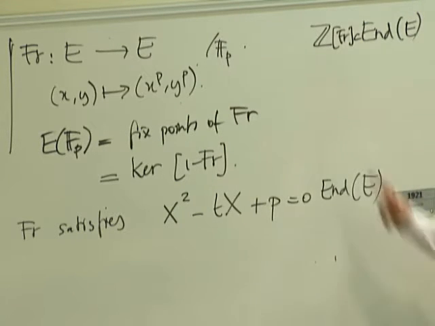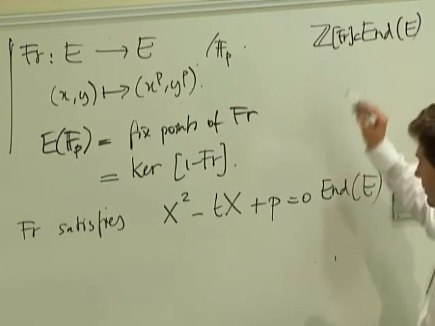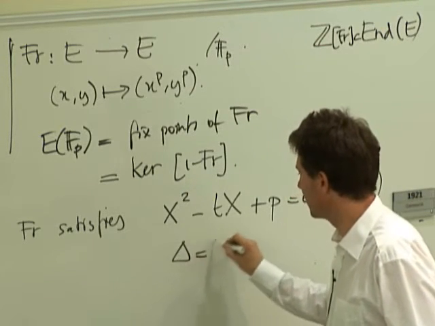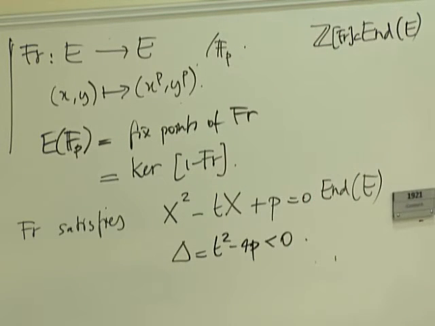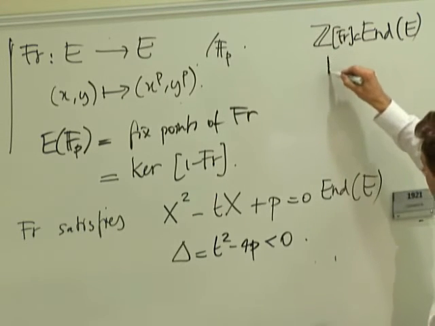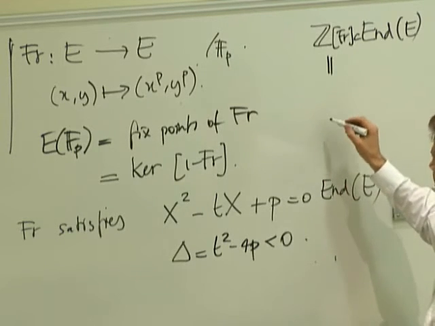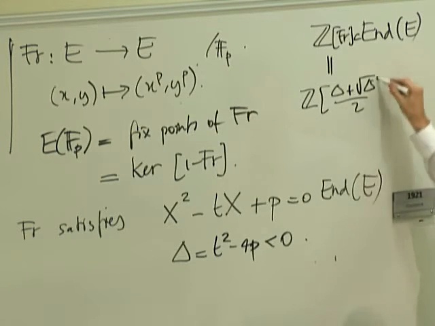And that just means that this subring, so if pi is a 0 of this imaginary quadratic polynomial, the discriminant will be negative, so delta, which is t squared minus 4p, will be a negative integer, and this ring generated by Z and Frobenius is an imaginary quadratic ring. It looks like Z[(delta plus square root delta)/2]. It's the quadratic order of discriminant delta.